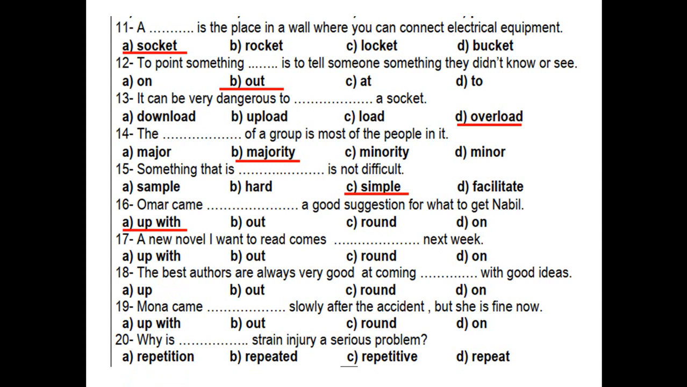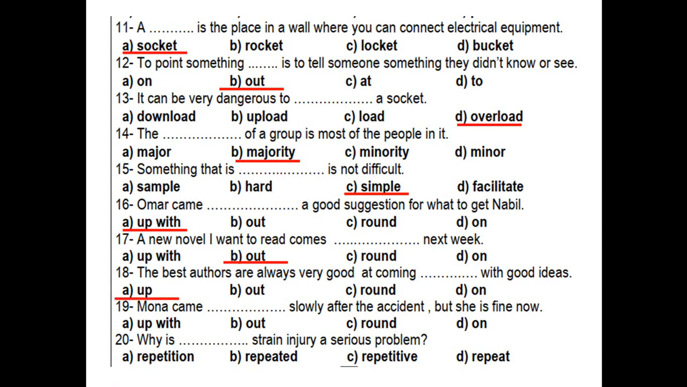A new novel I want to read comes what? Next week. Comes up with, comes out, comes round, comes on. The right answer is out. Number 18. The best authors are always very good at coming what? With good ideas. Coming up, coming out, coming round, coming on. Okay, it's come up with.